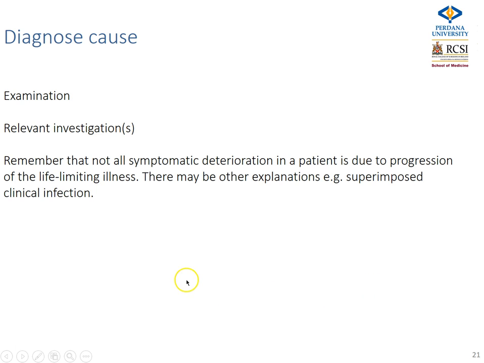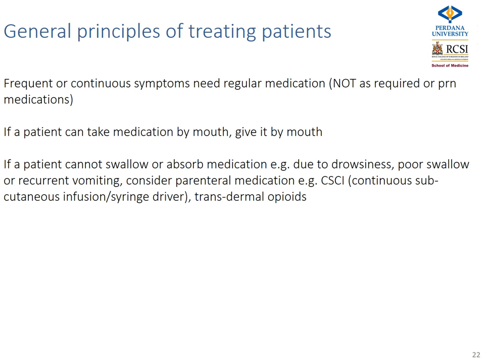You need to examine the patient to look for preventable or treatable causes of deterioration, such as the example I gave earlier, pleural effusion in somebody with breathlessness and a background of lung cancer. You need to make sure also that symptoms are managed regularly rather than as a PRN.